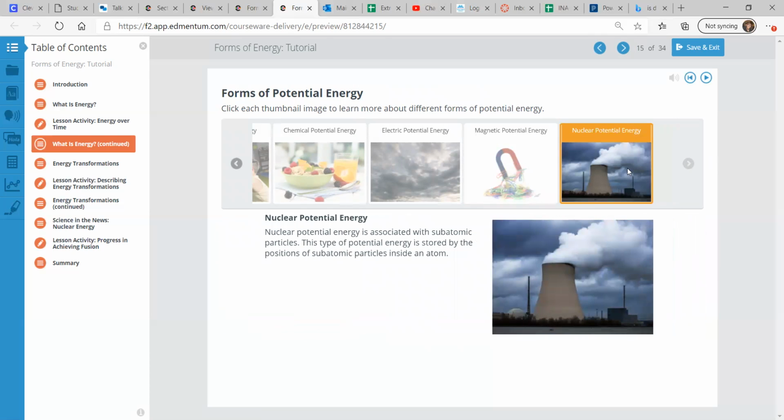And lastly, we're going to talk about nuclear potential energy, and that is associated with subatomic particles. So tiny, tiny particles. And this type of potential energy is stored by the positions of subatomic particles inside an atom.